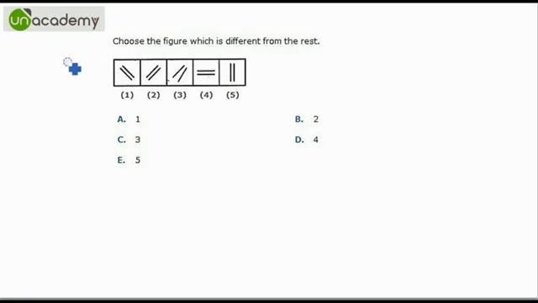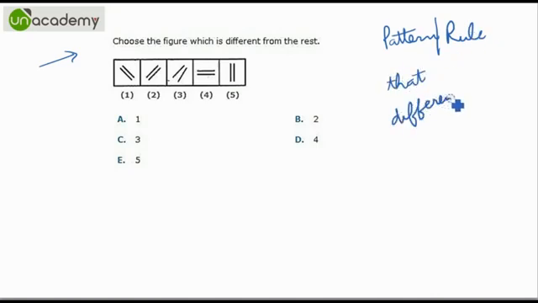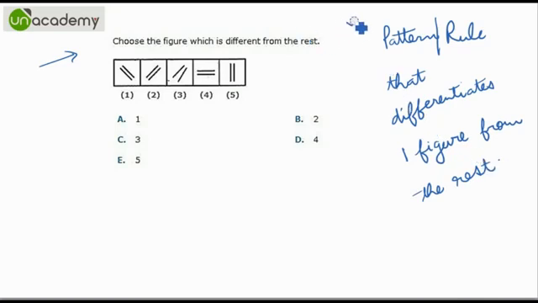The classification type problems are of this type. There are some figures given and you have to find a figure that is different from the others in some way or some rule. You have to find out the pattern or rule that differentiates one figure from the rest. So that is the only rule to solve the classification type problems.